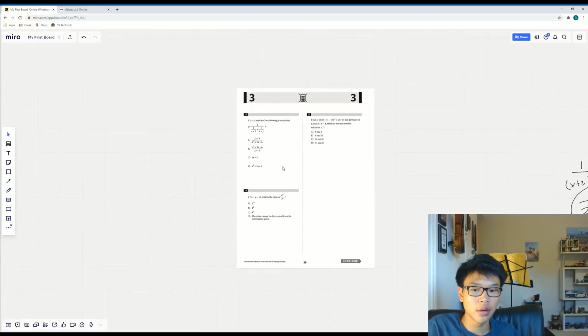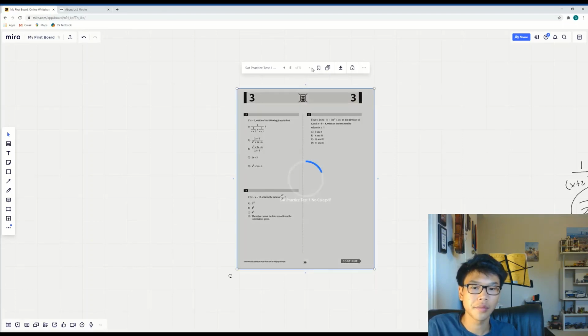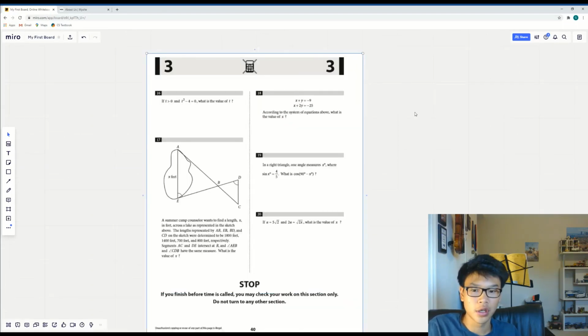Okay, I think so. This is the last page yet. Oh, cool. Yeah, last page. Finish strong.